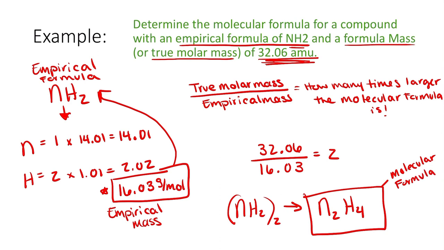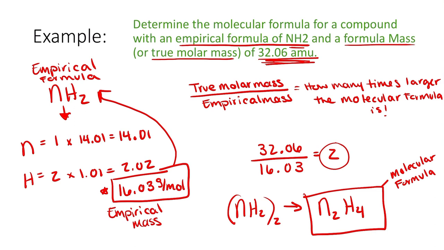All right, so that is how we calculate the molecular formula. We just determine how many times larger it is by calculating the empirical mass and then dividing the true molar mass by the empirical mass. And then we just multiply all of the subscripts in our empirical formula by how many times larger that molecular formula ends up being. Okay?